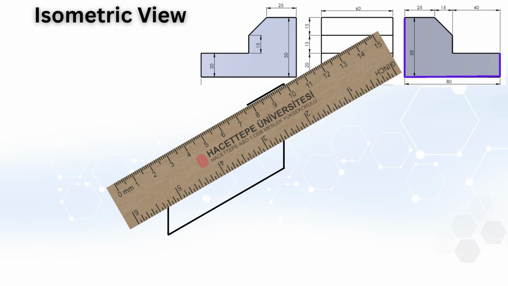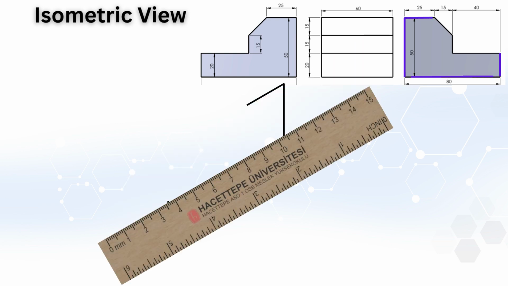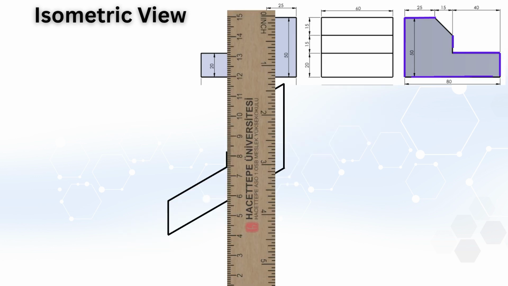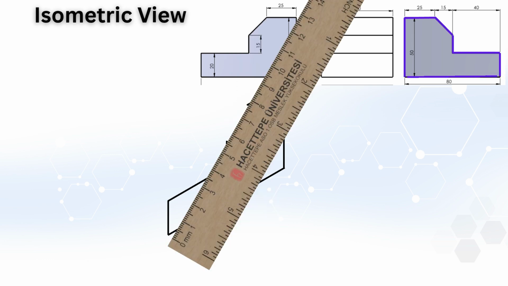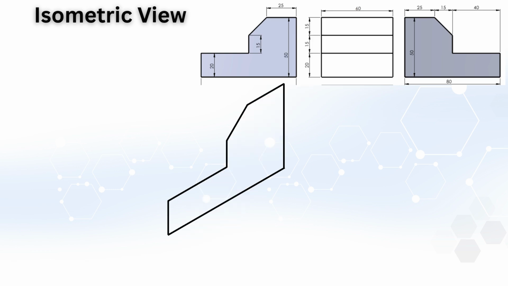Now return to the first 20 mm vertical line. From its top point, draw a 40 mm line parallel to the x-axis. At the end of this 40 mm line, draw a 15 mm vertical line upward. Finally, connect this point to the upper point on the right side with an inclined line. At this stage, the outer profile of the part, as seen from the side view, has been completed on the isometric plane. Now the depth of the object is added.